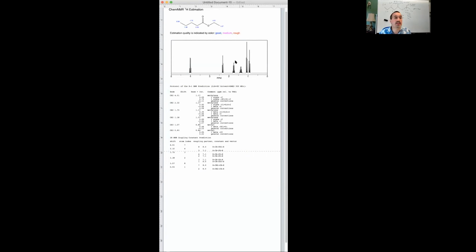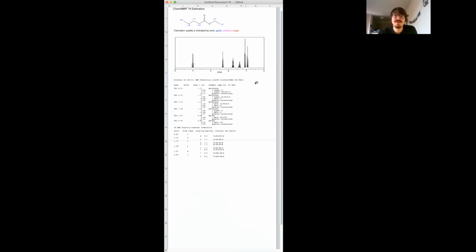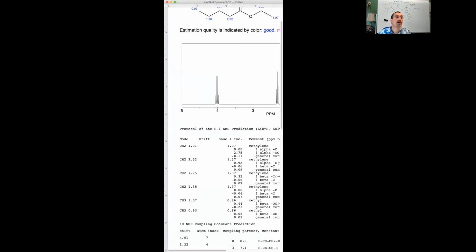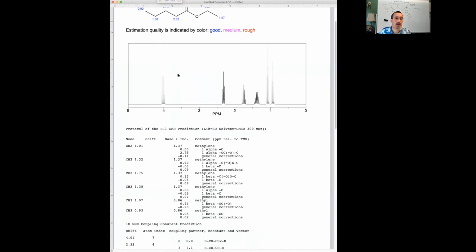Is my screen big enough here? James, do I need to make this bigger? Were you able to zoom in at all? Yeah, I think so. Okay. Does that help? Okay, yes, that did help.